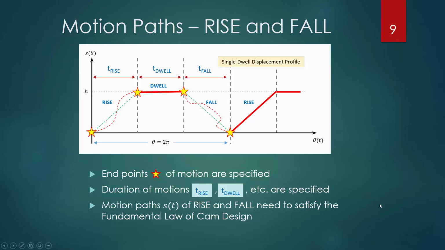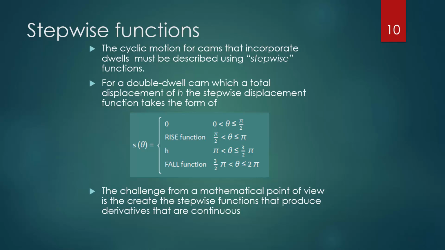All right, so with the second part of this video, I'd like to start here again at the motion paths, showing, in this case, a single dwell displacement profile. So again, we're trying to solve the problem of what these functions should be for the rise and fall, such that they satisfy the fundamental law of cam design.